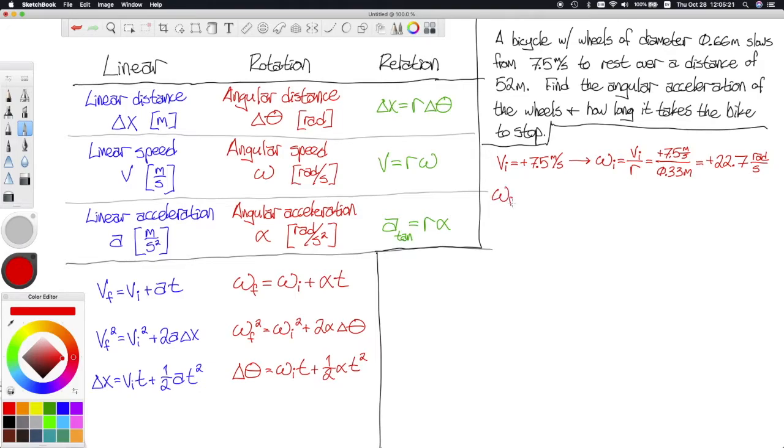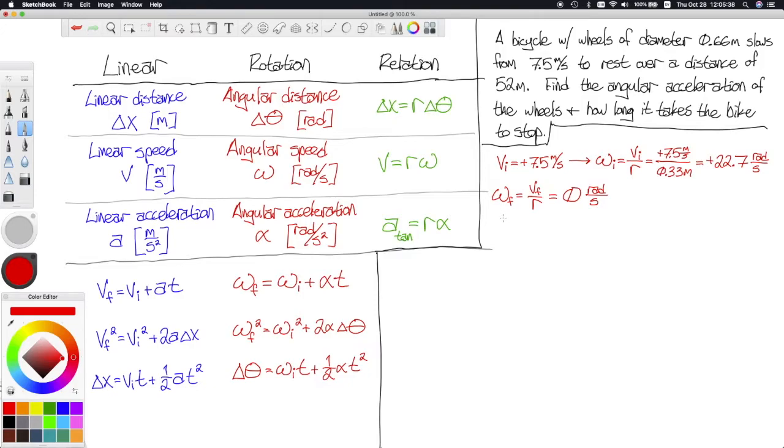We can also find the final angular velocity by the final linear velocity divided by r, and this just turns out to be 0 radians per second because the final velocity of this object is 0.